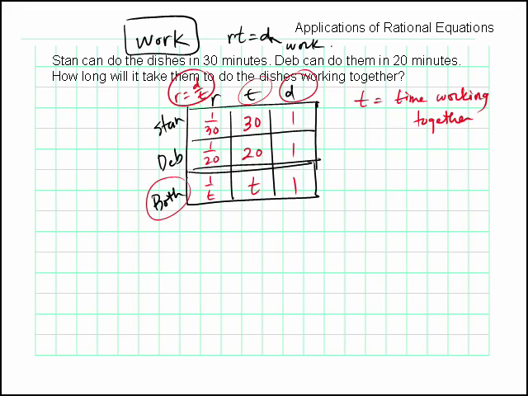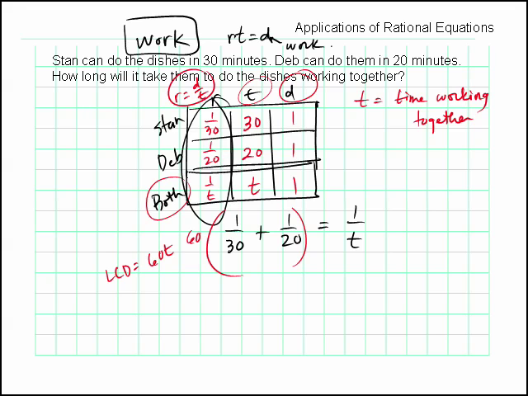Our equation comes from this column. Stan's rate of work plus Deb's rate of work should be equal to the combined rate of work, 1 over T. That's the equation we need to solve. The LCD to get rid of the fractions would be 60T, the least common denominator, so I'm going to multiply both sides by that. 60T, 60T.